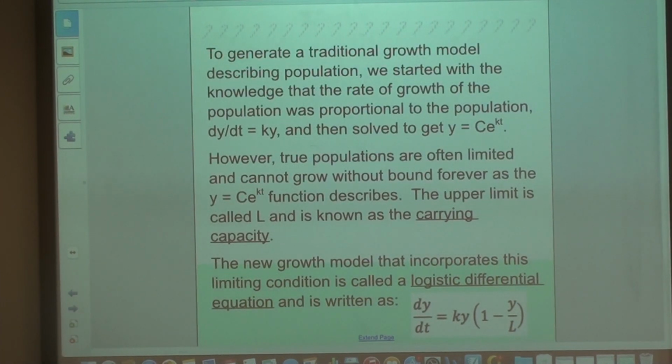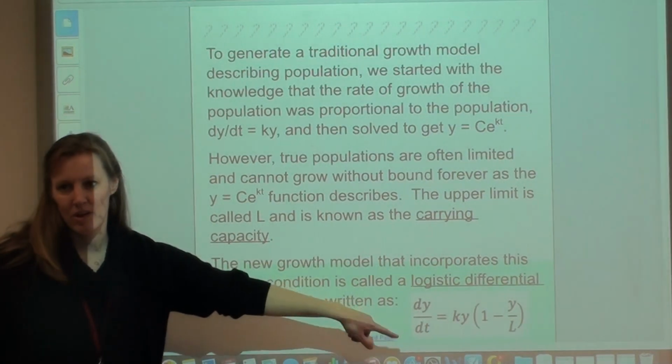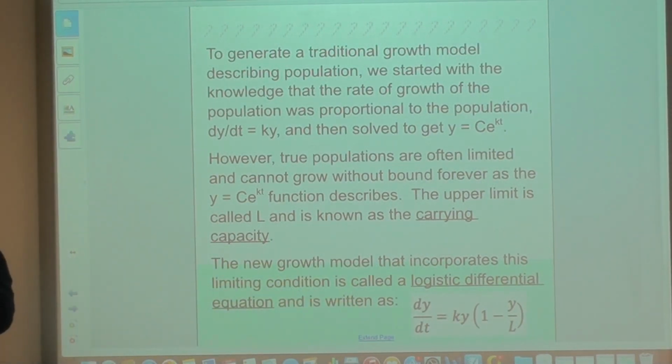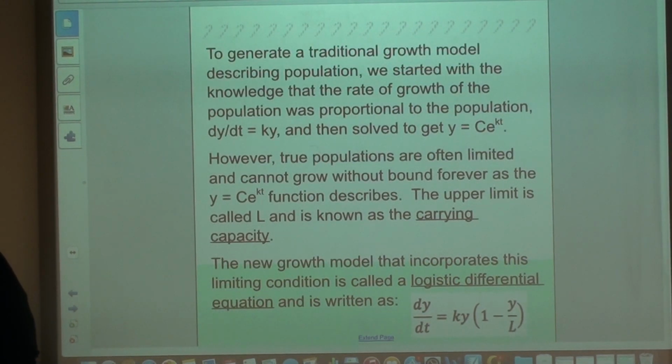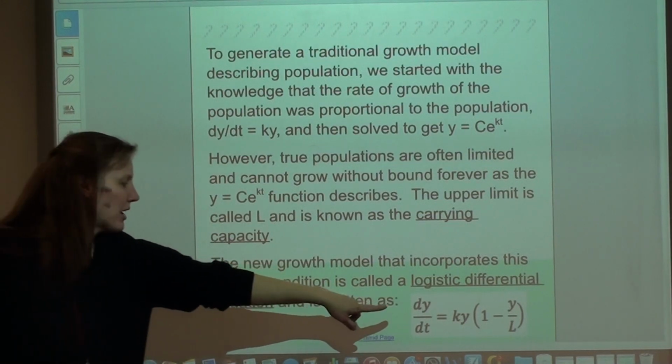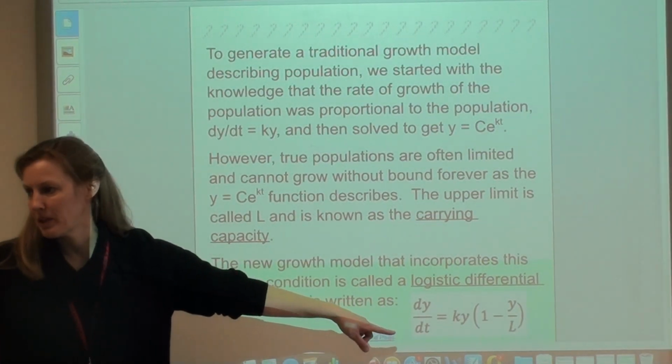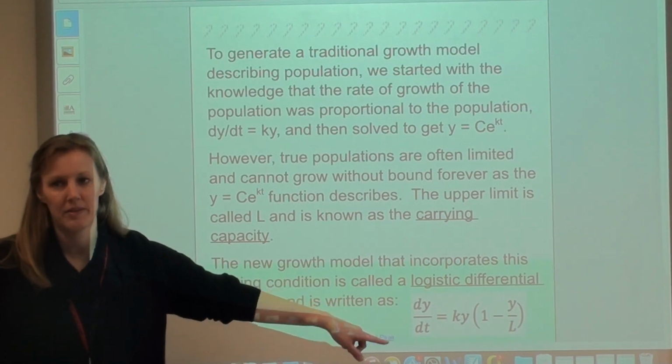The new growth model that incorporates this limiting condition is called a logistic differential equation, and is written like this. It models population growth with a limiting factor, where L is that limiting factor. This is a rate, dy/dt. This is the rate of growth of the population, not the actual population. It's the rate.